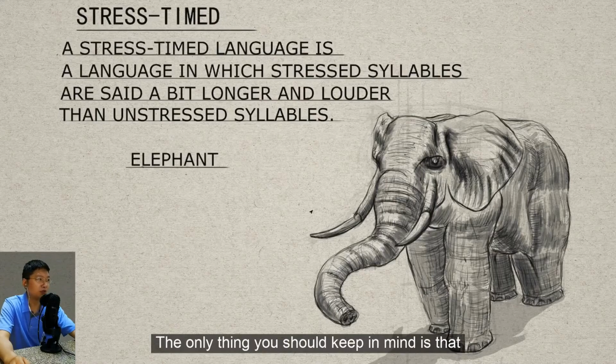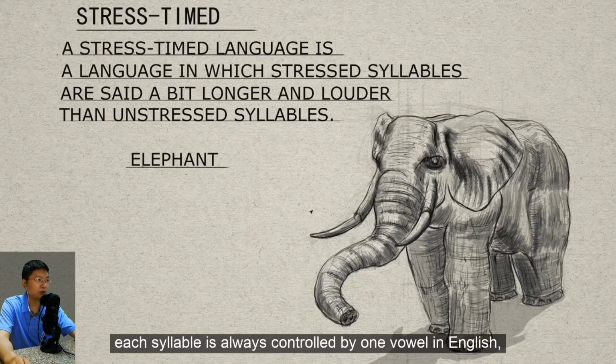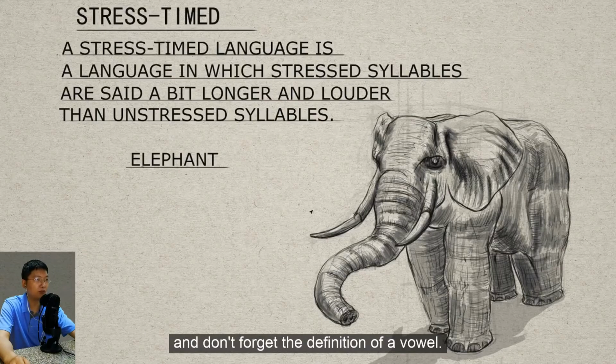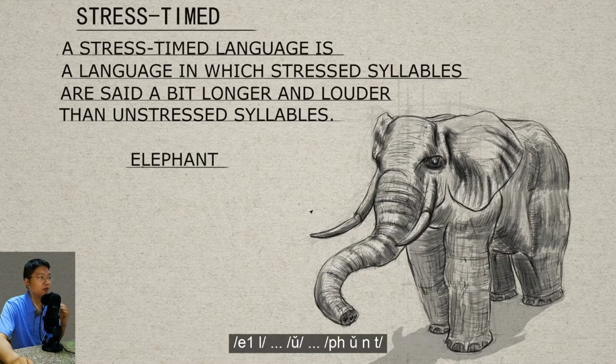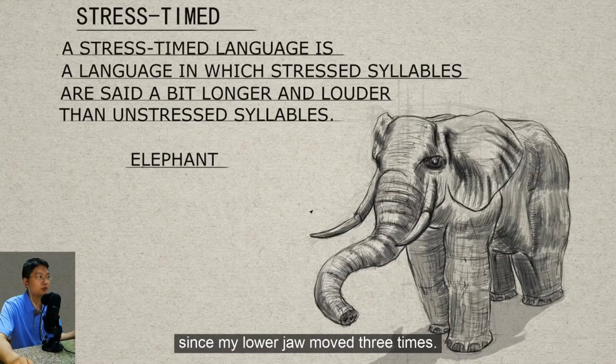The only thing you should keep in mind is that each syllable is always controlled by one vowel in English, and don't forget the definition of a vowel. A vowel is simply a singable sound. So, for example, we've got the word "elephants," "elephant." The word has 3 syllables since my raw jaw moved 3 times.